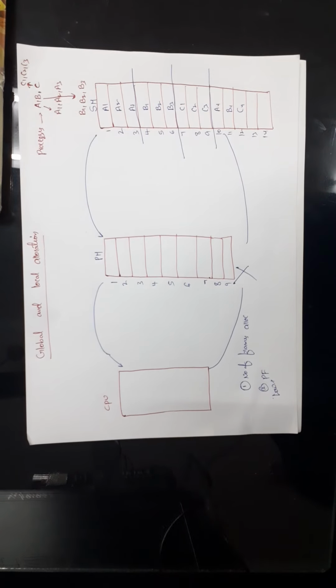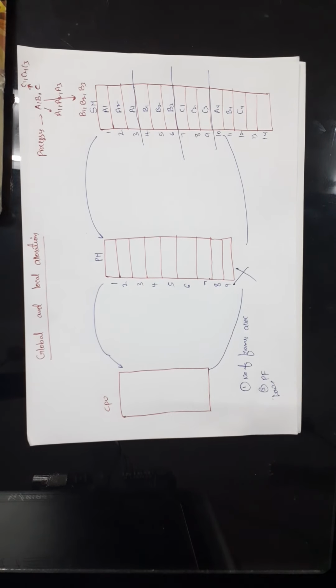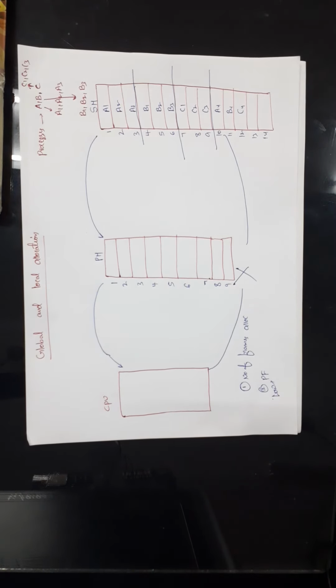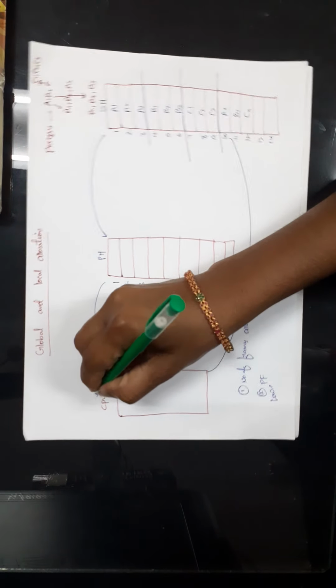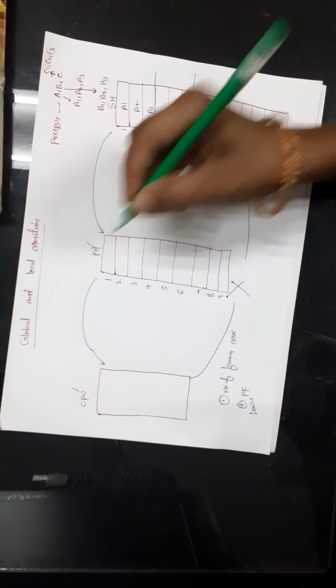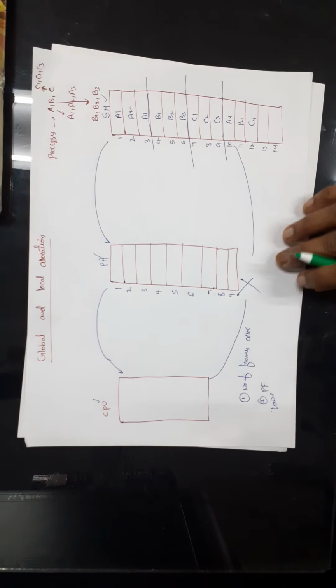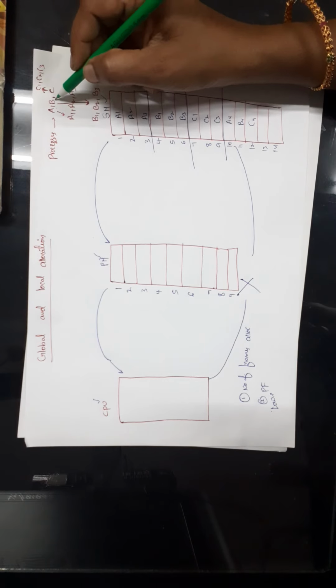In this video, I am going to explain about global and local allocation. I'll explain this concept with the help of an example. Let us assume that this is the CPU, this is the primary memory, and this is the secondary memory. And I have three processes A, B, C.